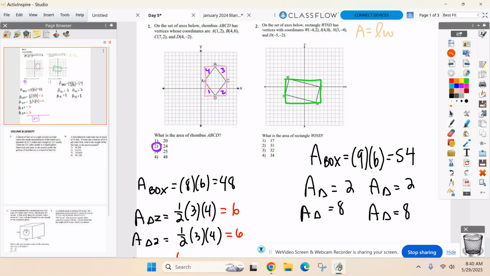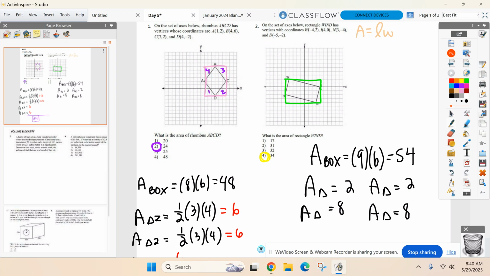I ended up doing area, I did the box method. I got the box to be 54 and the triangles to be 22, 8, 8. And subtracting all those out, I get 34 for my area of the rectangle. All right. Questions? All right, so I would definitely expect this every year, except it might not be area, it might be perimeter. Just a heads up, it might be perimeter this year.